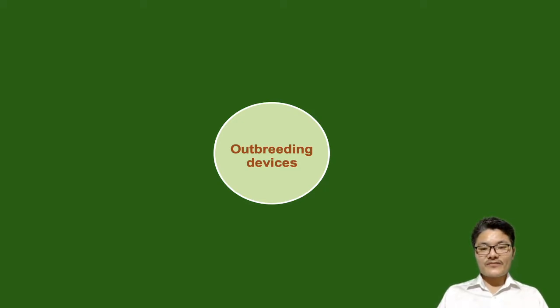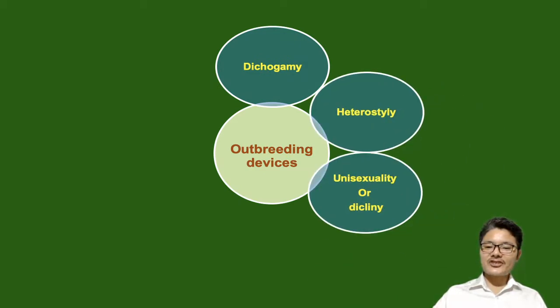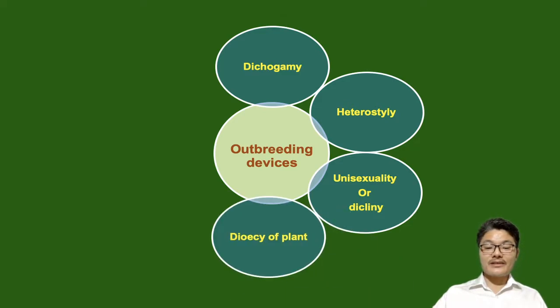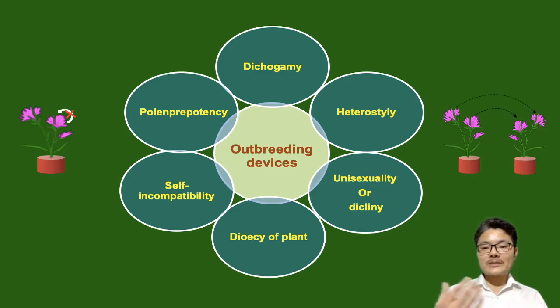Now, we have different outbreeding devices which are usually employed by flowering plants. Say dichogamy, we have heterostyly, unisexuality or diclinism, dioecy of plant, self-incompatibility, pollen prepotency. So these different outbreeding devices usually prevent self-pollination and help in cross-pollination, which encourages cross-pollination. We'll discuss one by one.